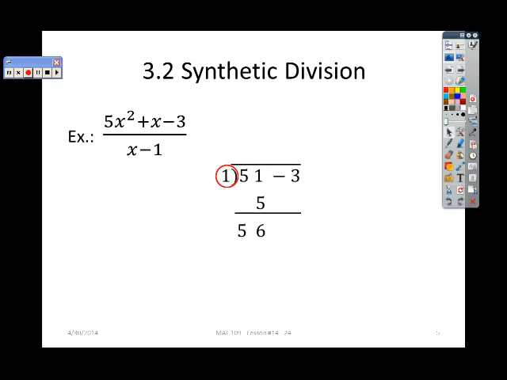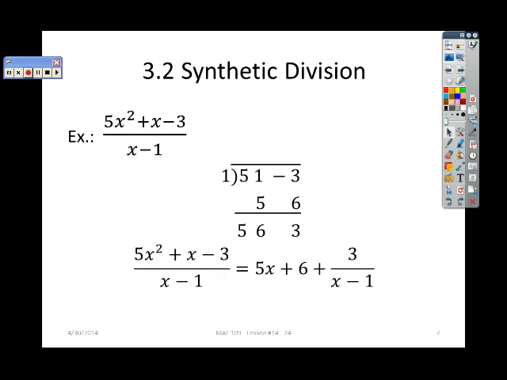Now I'm going to take this number here times this number here. 1 times 6, and I'm going to write 6 up above the line. Now I'm going to add these two numbers together. -3 and +6 give me a +3. That's synthetic division.